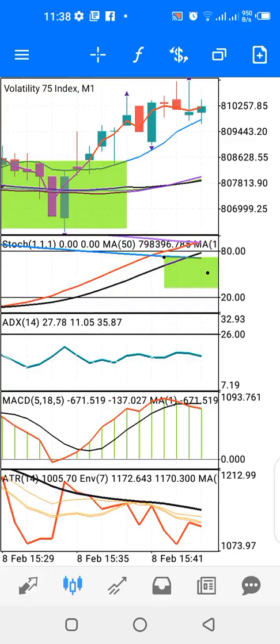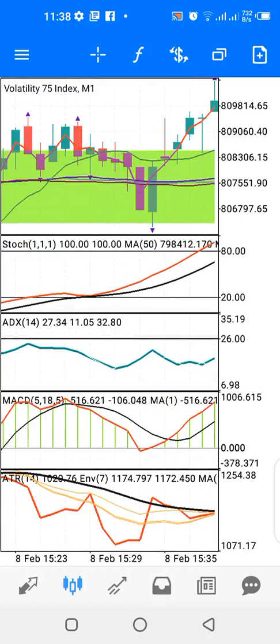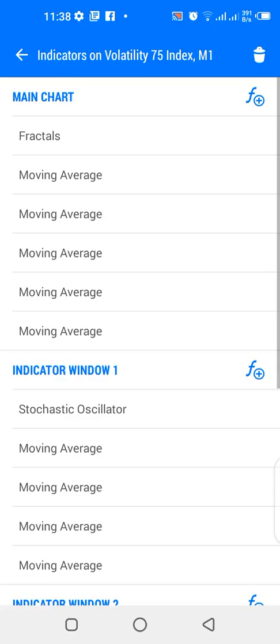Now let's look at the second indicator window, indicator window 2. Okay, we have ADX. Let's look at the settings.